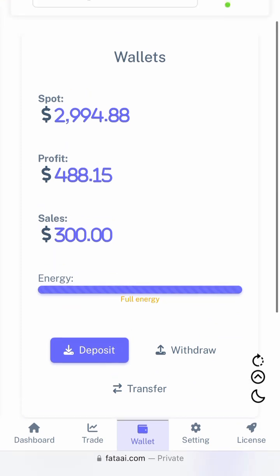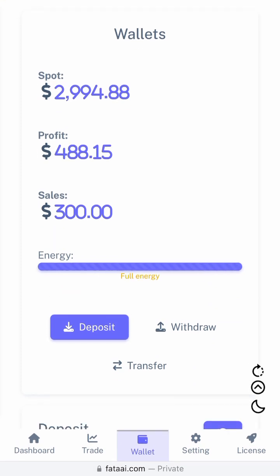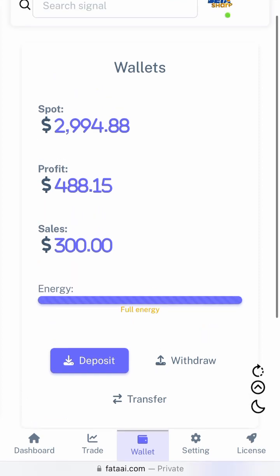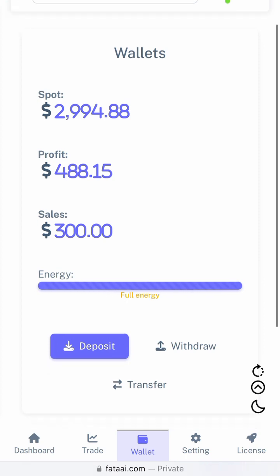So this one on sales, I can withdraw it immediately without even minding the energy. But this profit, I can only withdraw it using the energy. The same thing with the spot. I can only withdraw it using the energy. So as my energy is filled up now, I can either transfer this profit to my spot to be able to use it to trade more, or I can withdraw it directly.